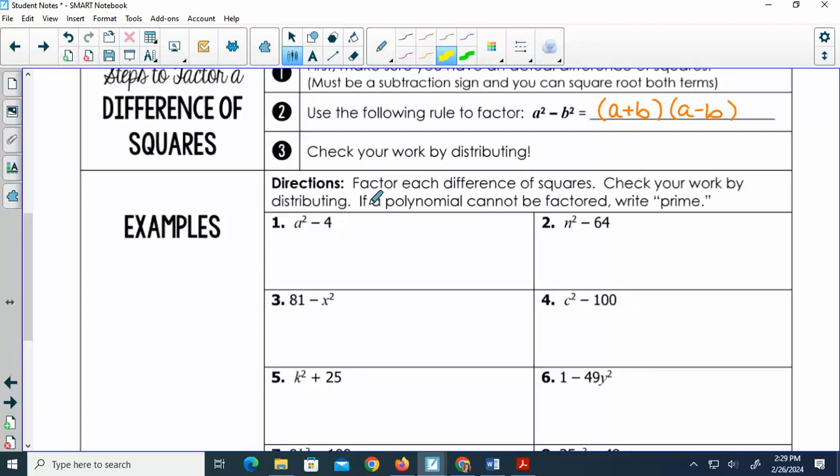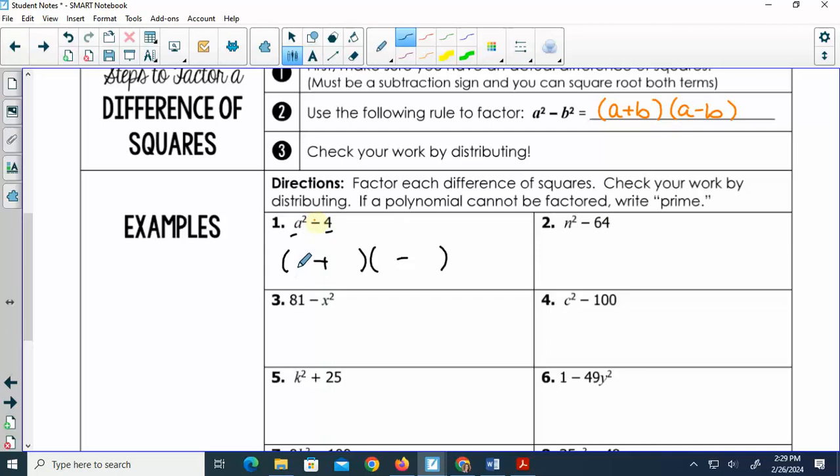So a squared minus 4. First you have to look and make sure it's a subtraction in the middle. If it's not, then we're going to say prime. We can't factor. But because this is a subtraction, a squared is a perfect square, 4 is a perfect square, we can factor it. It should go to 2 identical parentheses except one is positive and one is negative.